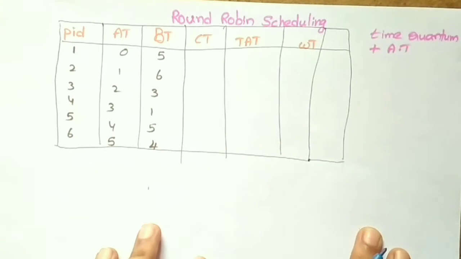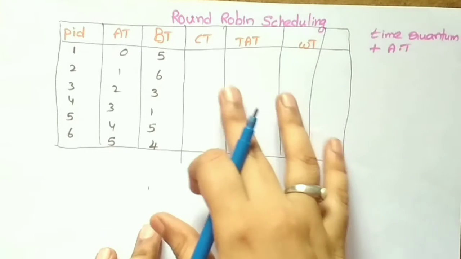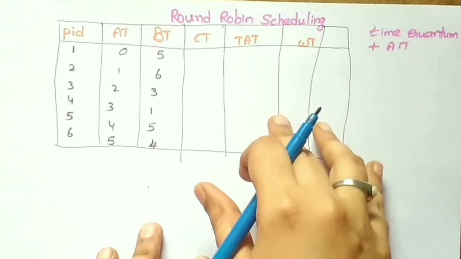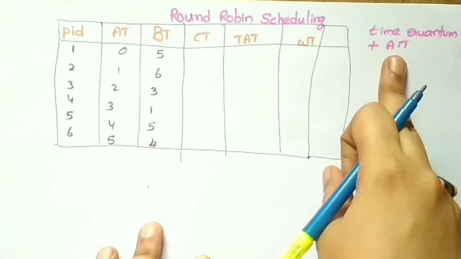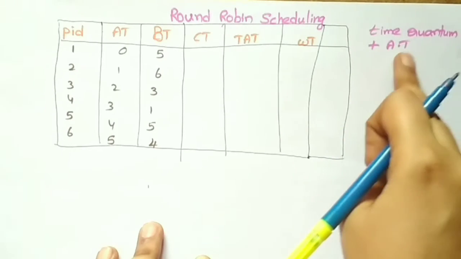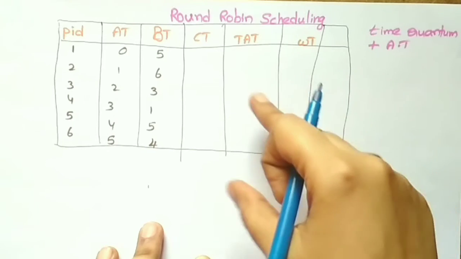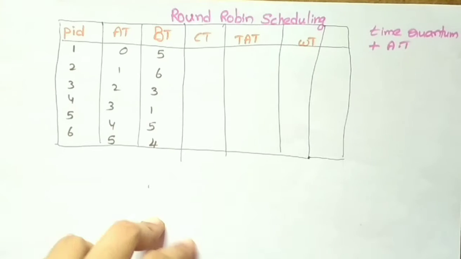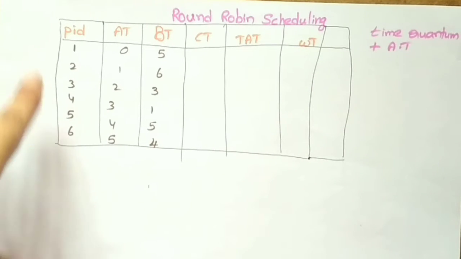Suppose there is no time quantum here, then this scheduling algorithm will act as a first come first serve scheduling algorithm. If there is no time quantum, the only criterion here is arrival time, right? Then it will act as FIFO, or first come first serve scheduling algorithm. And now we are going to execute this scheduling algorithm.